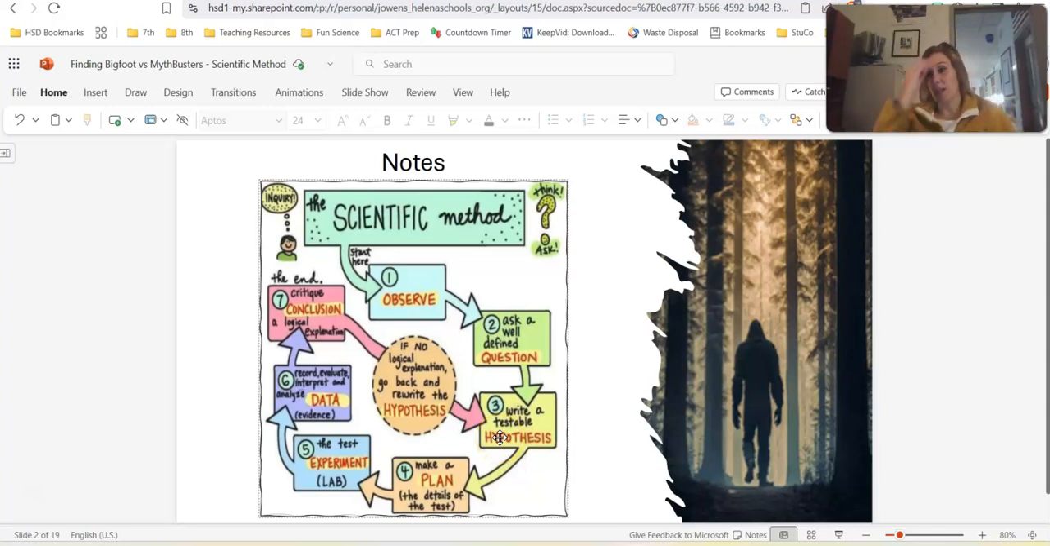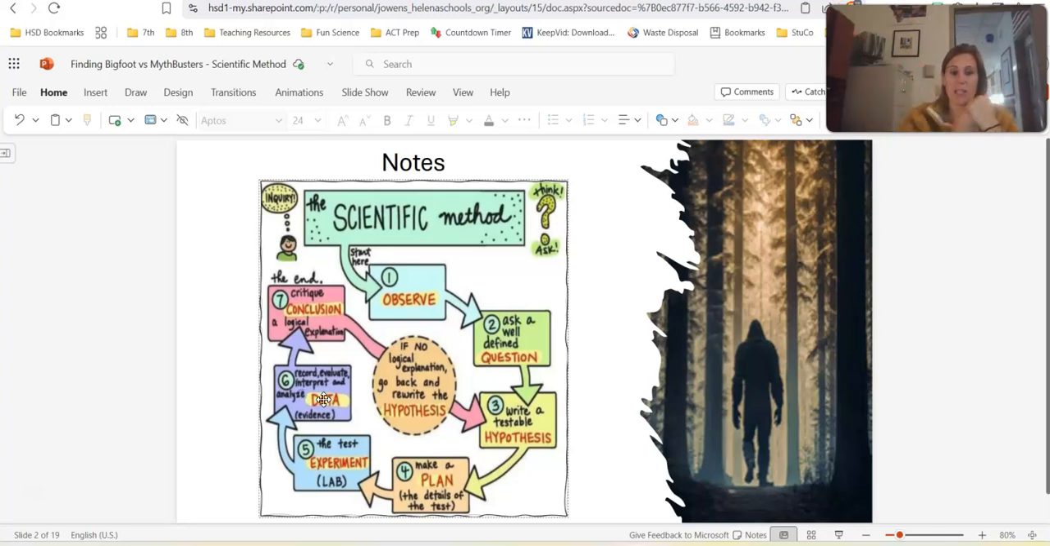So an if-then-because statement: typically, if I change this, then this will happen because... and typically your because statement comes from research that you've done when writing your question, okay? You're gonna make a plan. That would be kind of your steps of your experiment and all the things you need, okay? Then you guys would actually run your experiment and collect data. Then you guys would probably take your data, put it into some kind of data table or graph so you guys can see relationships in your data. If I change this, what happens to this?